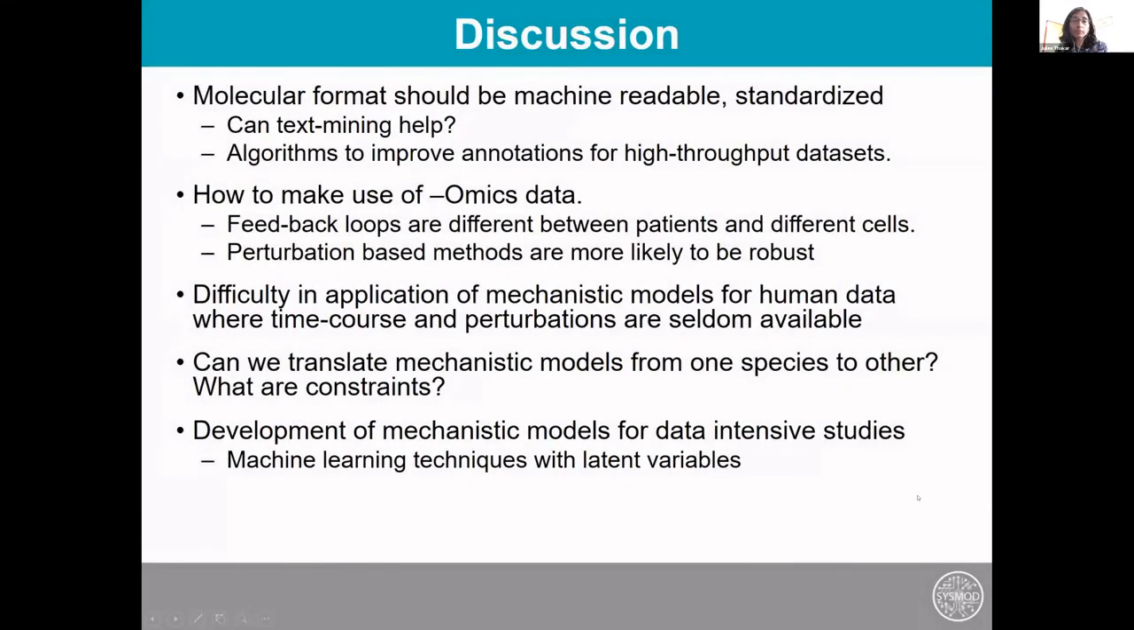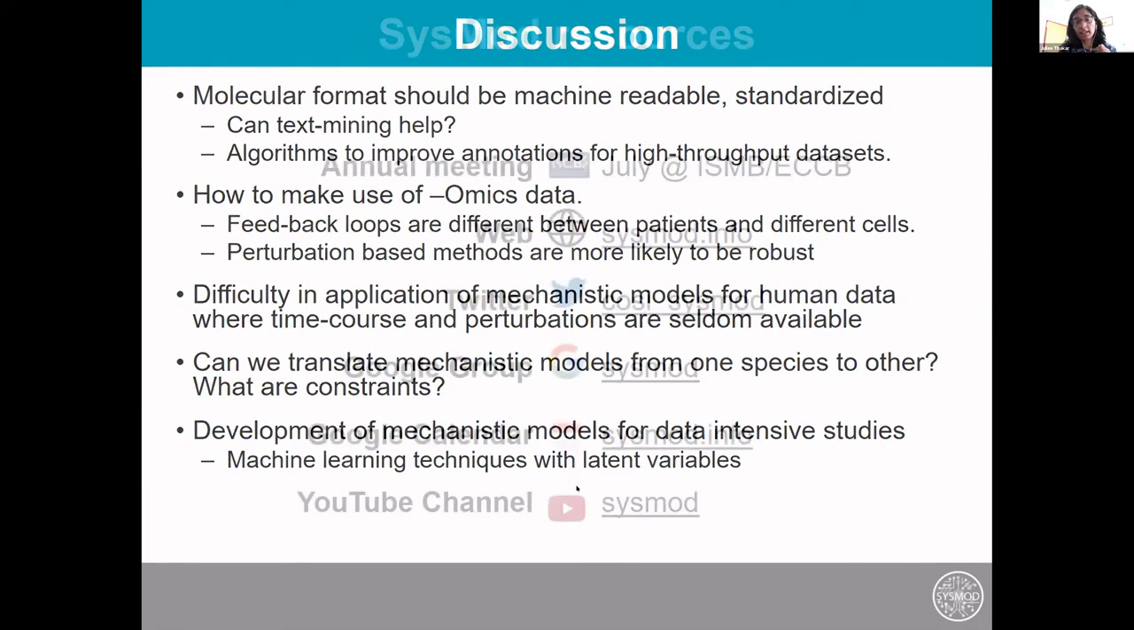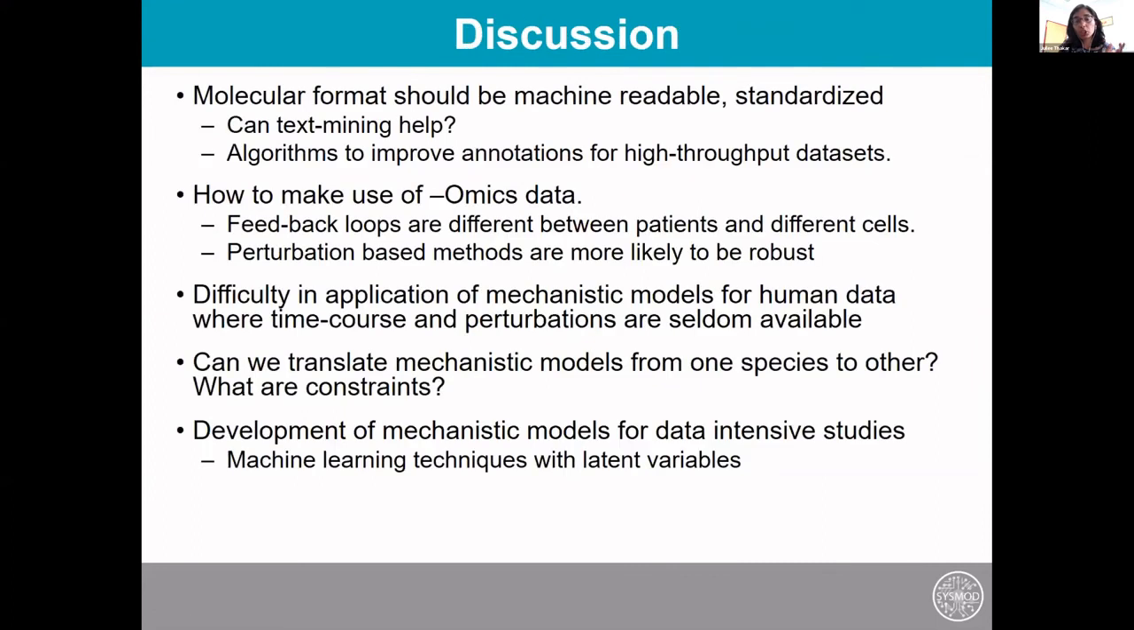One of the difficulties in application of mechanistic models for human data is that time course or perturbation data is frequently not available. So some of the things that are modeled in smaller organisms, such as yeast and bacteria, cannot be translated easily to the human, though we also heard about some ways to do that, which I think is very exciting. And another last point that I want to raise is, can we use machine learning techniques to improve some of the parameter estimation for these mechanistic models?